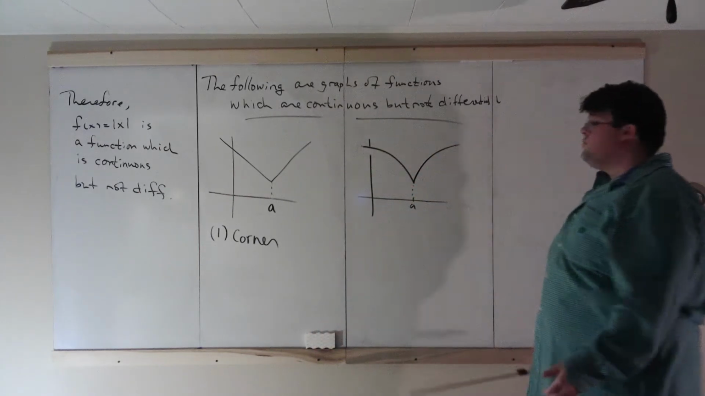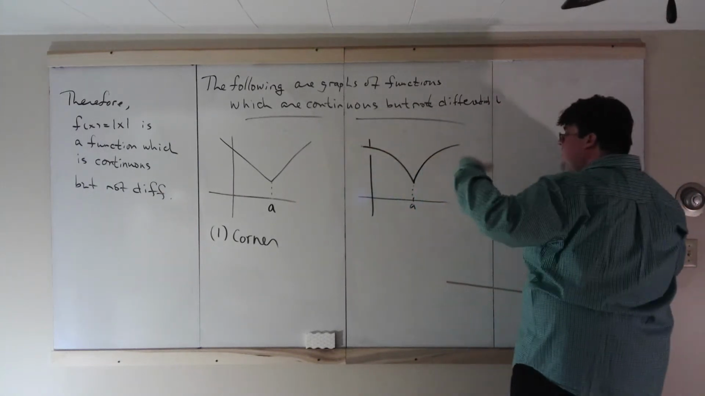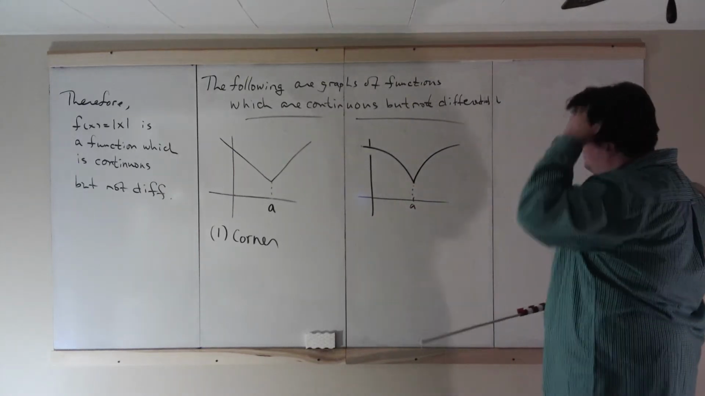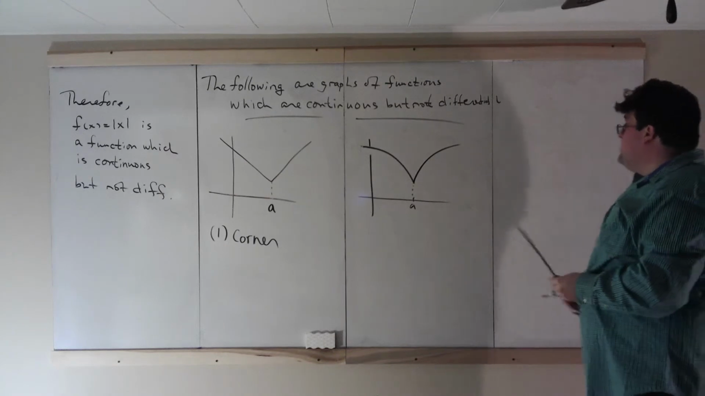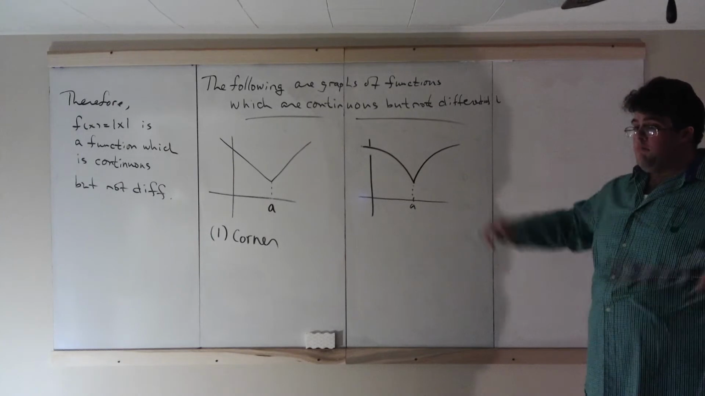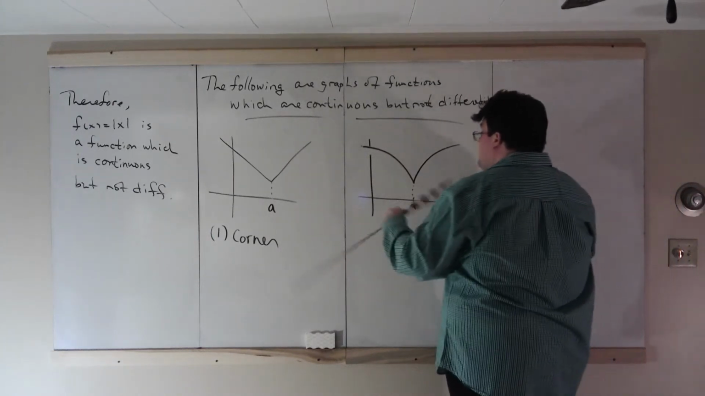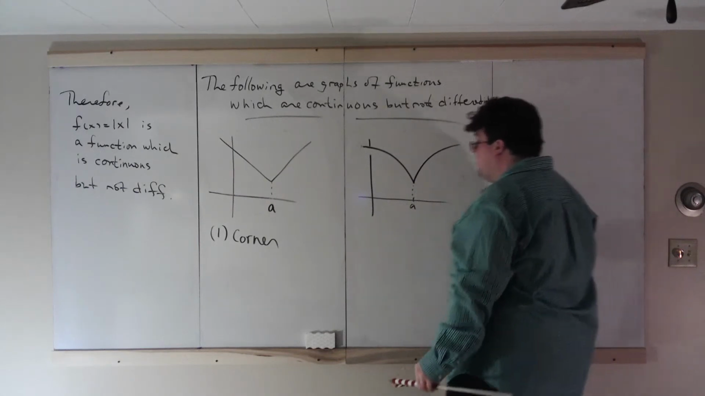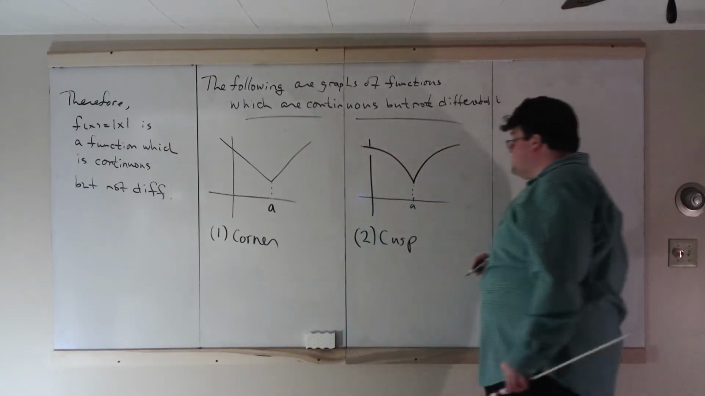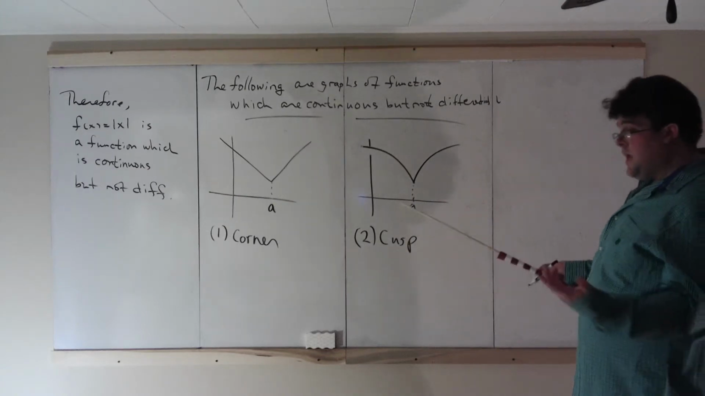Next, we have this situation. It's no longer a corner because we have this curved motion as we approach this point and a similar curved motion as we go away from that point. If it's not entirely clear what this looks like, it's how we're told to draw birds flying in the sky in an art class. This is not a corner. It looks kind of like a corner, but it's not a corner. We call this a cusp, C-U-S-P.